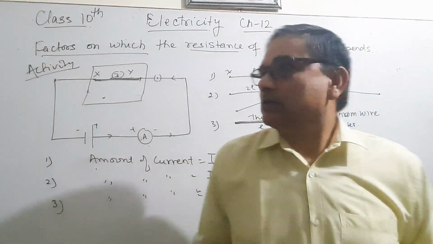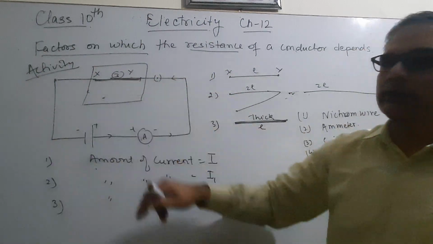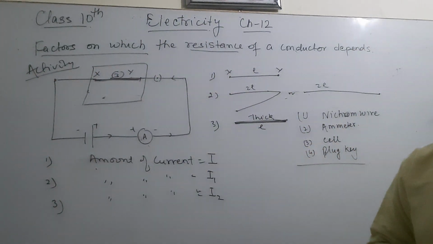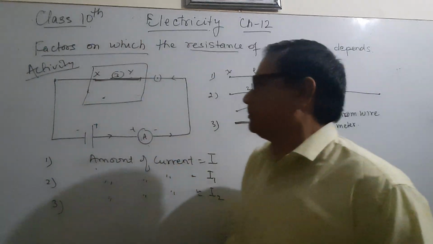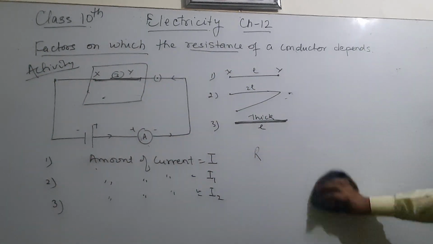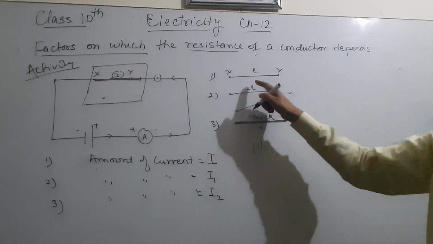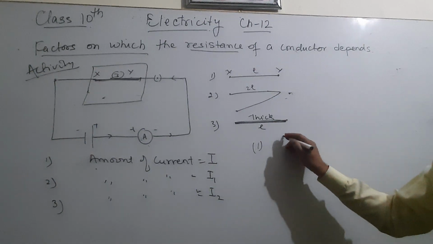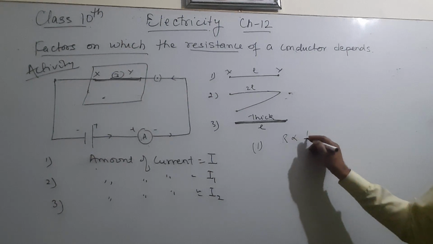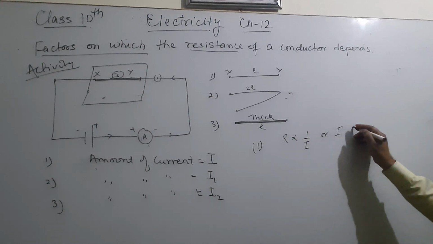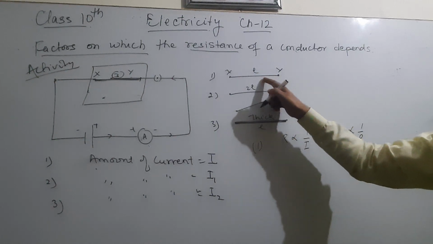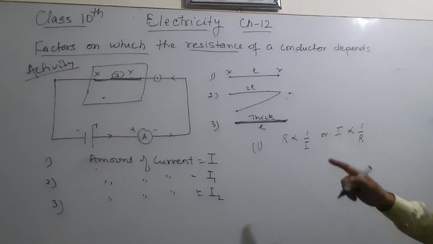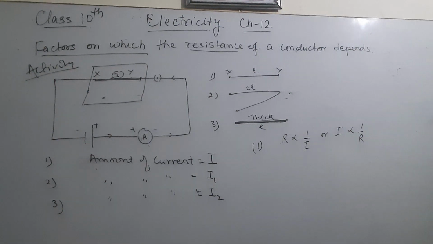Now, this conductor, the wire, has some property to resist the flow of current or flow of charge, which we represent as R. In the first case, when we put length L, the current is I, and we know I is proportional to 1 upon R. When we put the wire of length L, it indicates some current, which we assume is I, and we don't know the resistance.